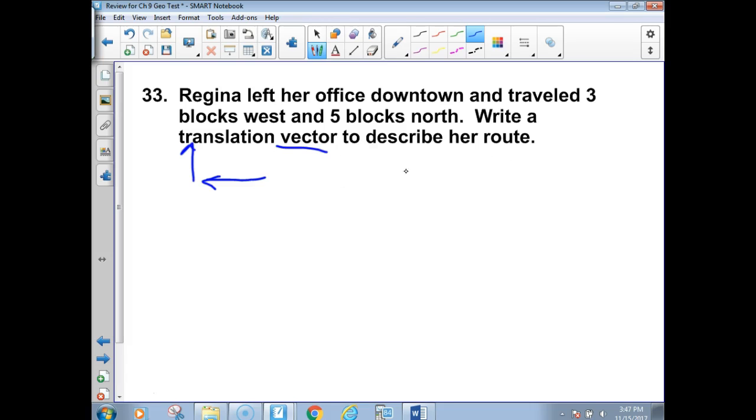A vector is in this kind of notation, with those pointy brackets. So what's that left would be going, when you're doing x values? If you go left, you're going negative. To the left is negative. So that'd be -3. And then if you're going up, that would be +5.